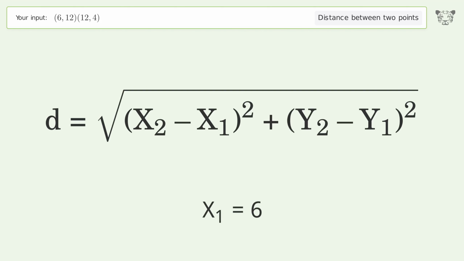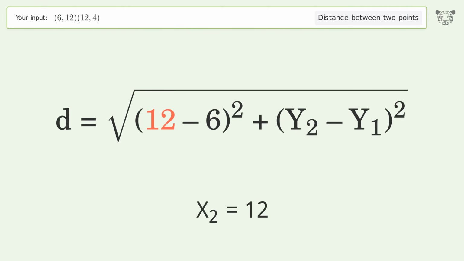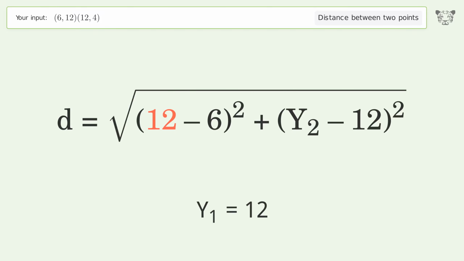x1 equals 6. x2 equals 12. y1 equals 12. y2 equals 4.